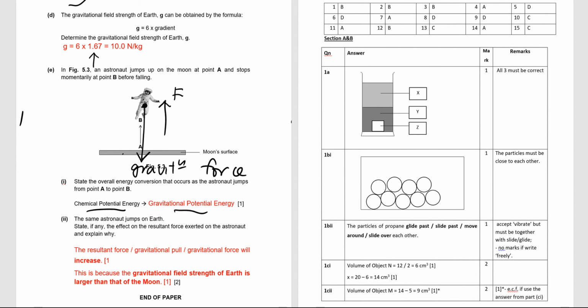Okay, your resultant force means your upward force minus your gravitational force. So your resultant force will actually decrease, because if you are jumping up with the same upward force, but now your downward force is larger, so your resultant force will decrease. And that's because your gravitational force actually becomes larger, because the Earth has a larger gravitational field strength than the Moon, right?